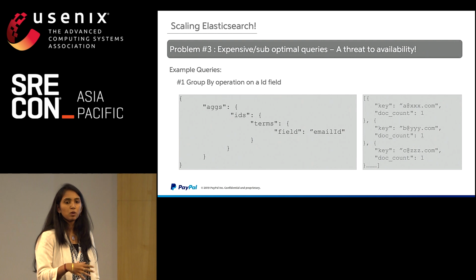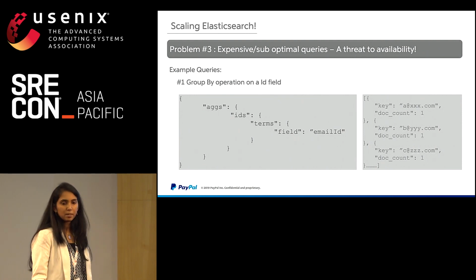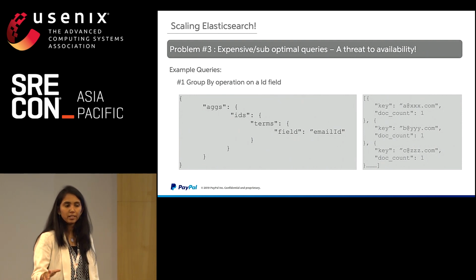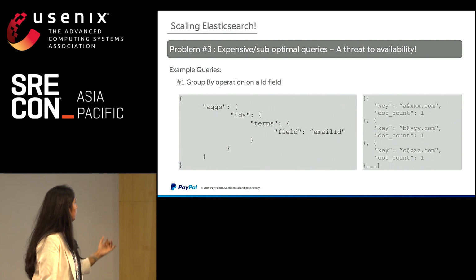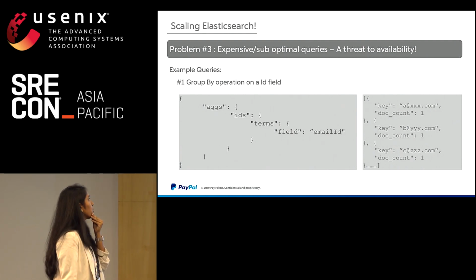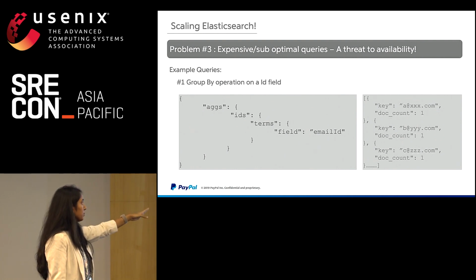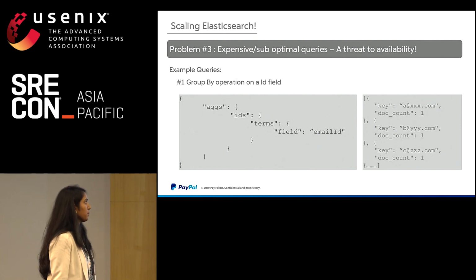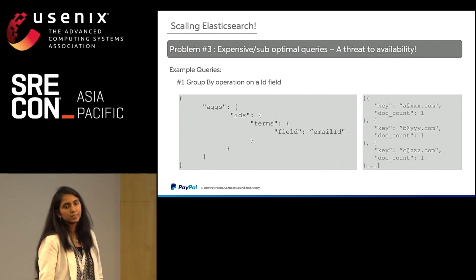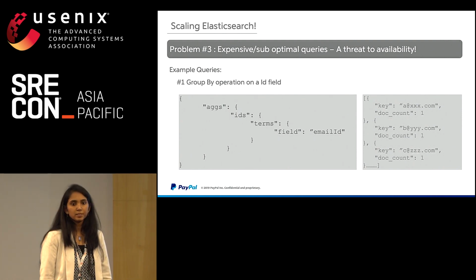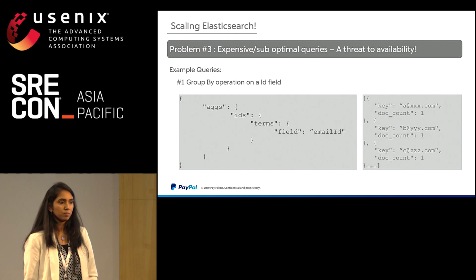So let me walk you through a few common examples of things that people might do, which are potentially vulnerable queries. The first one: someone wants to do a group by based on an ID field. The Elasticsearch query looks something like, hey, I want to do a group by based on email ID, and then the result looks something like this. So what is the problem with this? Does anyone see any problem with this query?